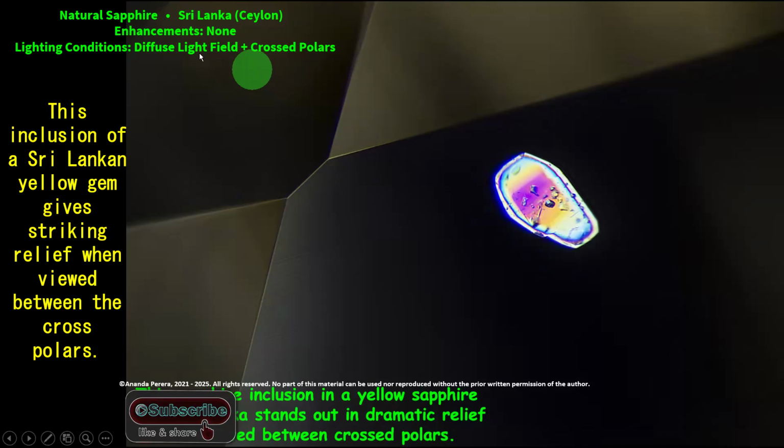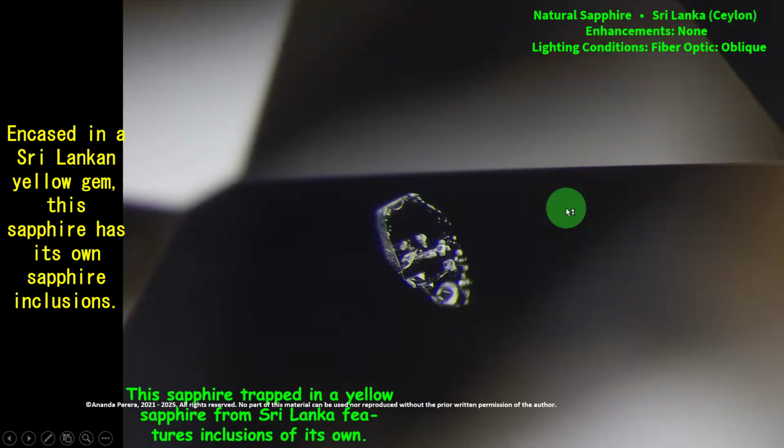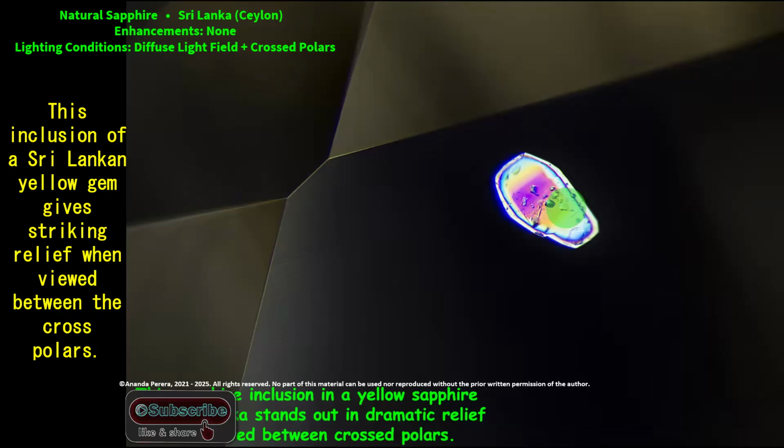Here, the lighting condition is diffuse light field plus crossed polars. When we view this under the crossed polars, we can see that earlier one, this one, in another way. See the difference. Same inclusions. Right. It is between crossed polars. We are moving to next.